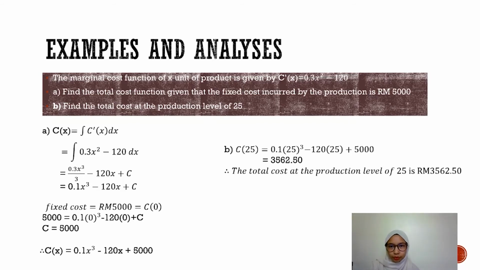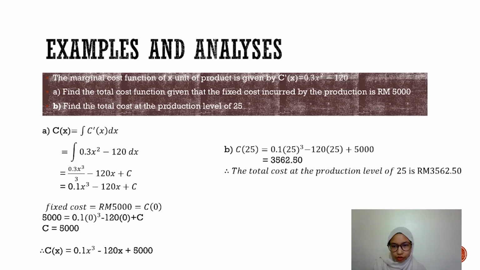For A, we will find the total cost function by integrating the marginal cost function, which is integrate 0.3x squared minus 120 dx, and we will get 0.1x to the power of 3 minus 120x plus c. So the fixed cost is equal to Rm 5000, which is c when x is 0. We plug in 0 in the total cost function to get c. So c is equal to 5000. So the total cost function is 0.1x to the power of 3 minus 120x plus 5000.